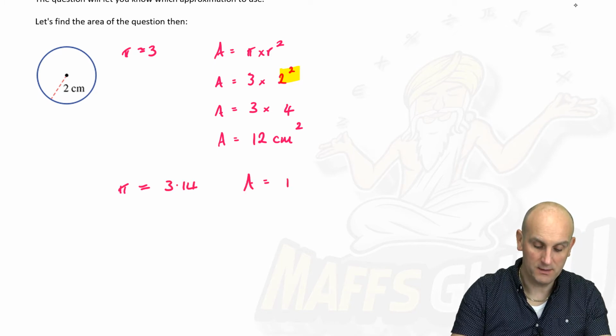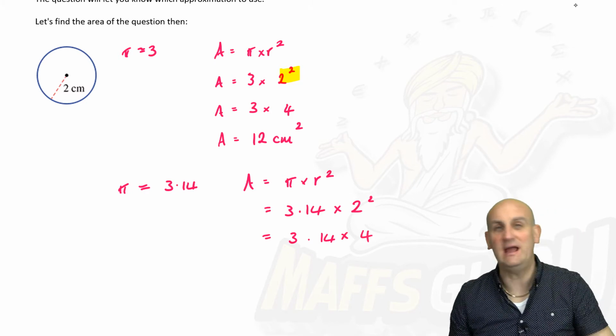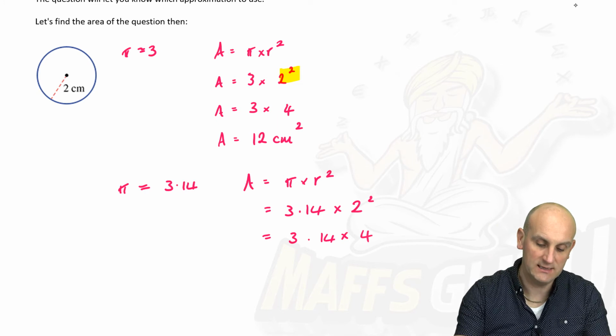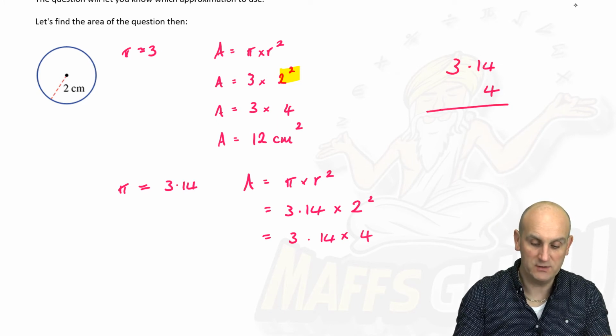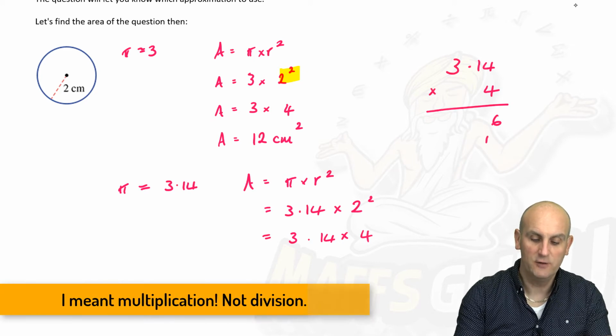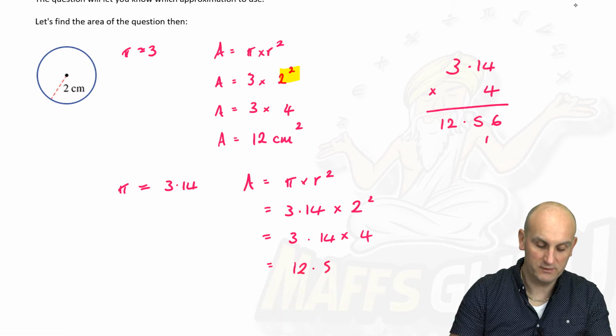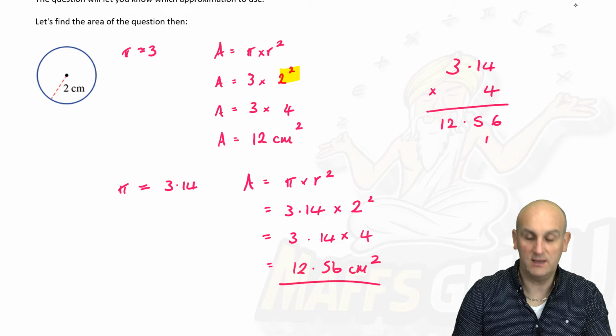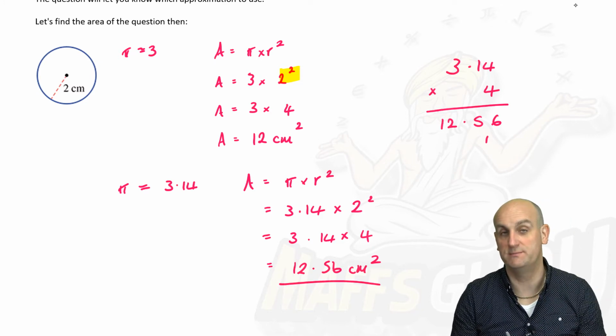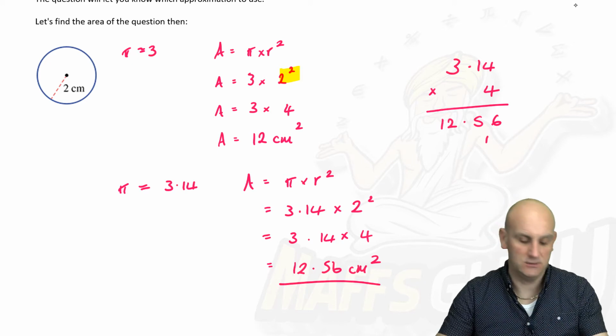What about if they told me to use pi to be approximately 3.14? Doesn't matter. Pi times radius squared, which is equal to 3.14 times 2 squared, which is 3.14 times 4. And again, you don't have to go for your calculator here. You just do short division, whatever, long division, whatever you need to do. So 4 times 4 is 16, 4 times 1 is 4, plus 1 is 5, 3 times 4 is 12. So there we go, that becomes 12.56 centimeters squared. And we can keep doing this with all the other approximations, but basically it's just testing your working out.